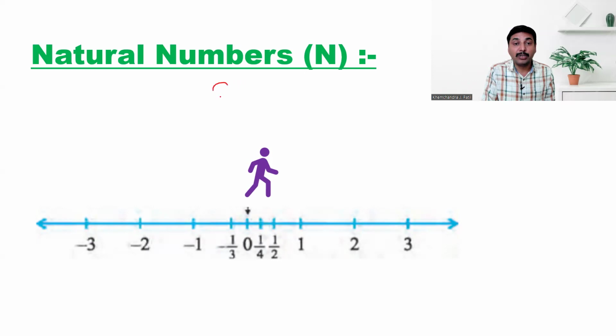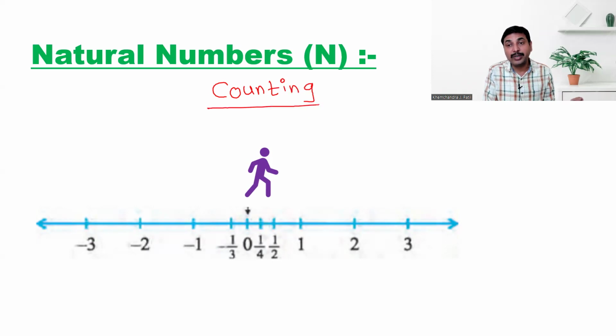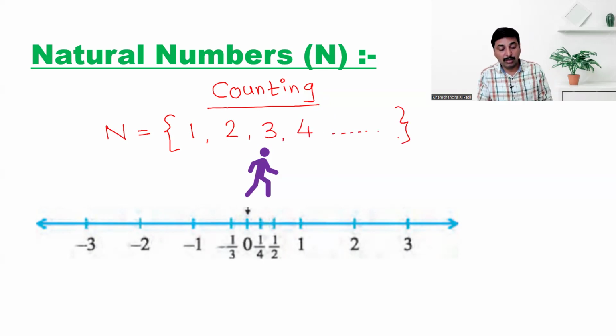In simple language, what we can say is, the numbers which we use for counting objects are called natural numbers. We never use 0 for counting objects, so 0 is not a natural number. Natural numbers are those numbers which are more than 0, and the first, smallest natural number is 1. The natural number group is indicated by N. The second natural number is 2, then 3, then 4, and so on.